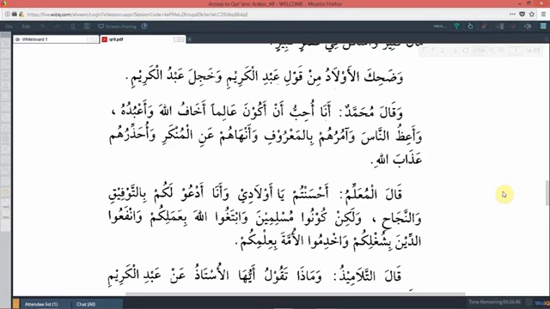قال المعلم. أحسنتم, from hasinun, meaning good. Ahsantum, you all, this is talking to a group. Ahsantum, you guys have done well.